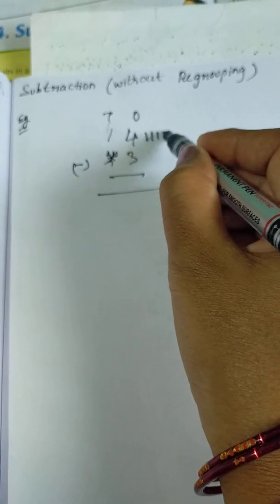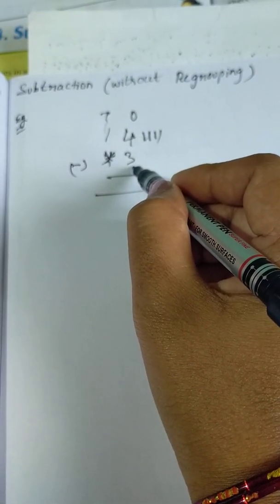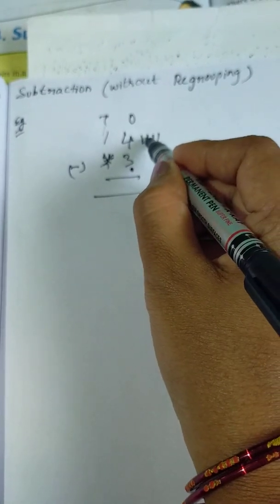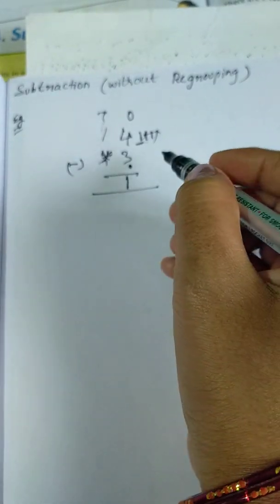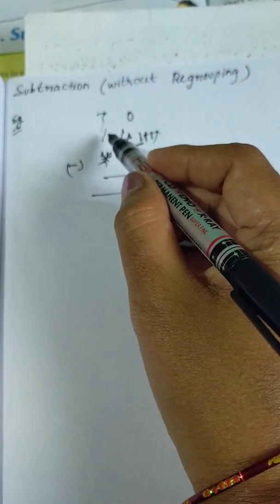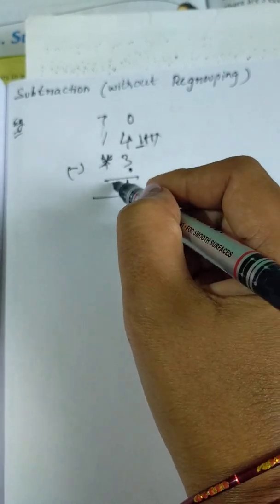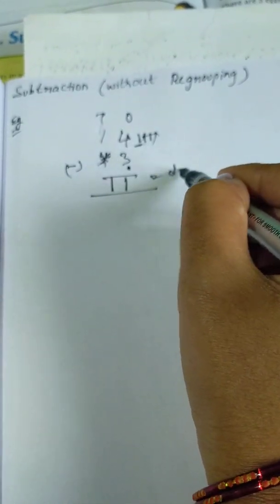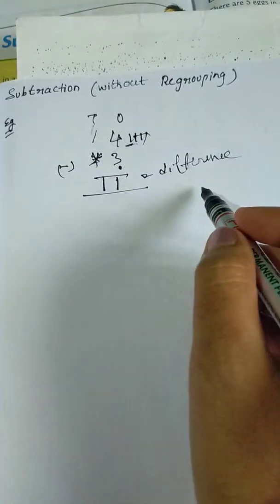First, draw the 4 lines. Subtracted how many? 3. So subtract 3 lines. Remaining how many lines are there? Only 1. So write 1 here. Next, is 1 subtracted by anything? No. So 1 minus 0, take 1. So the difference is 11. It is called without regrouping.